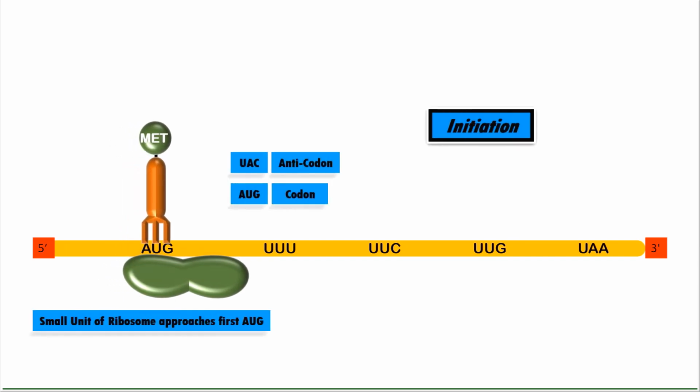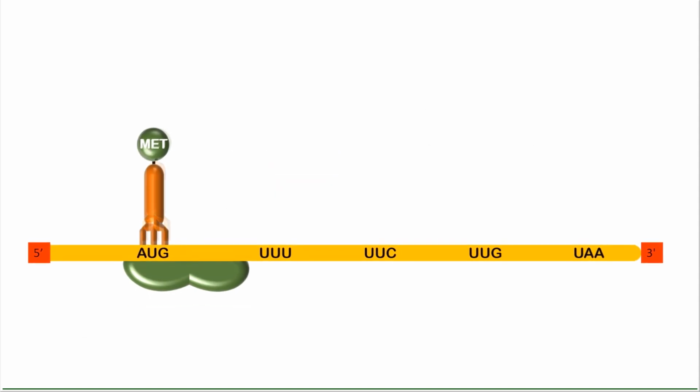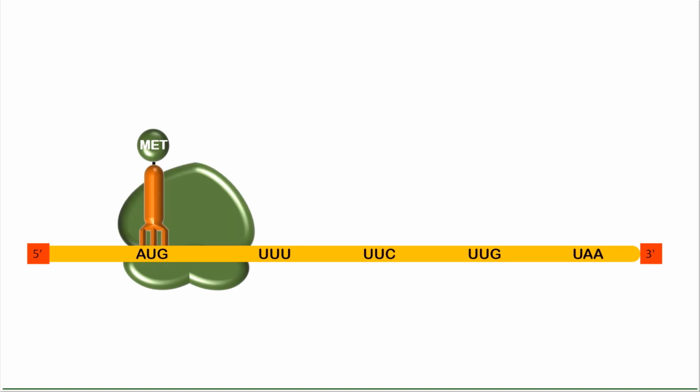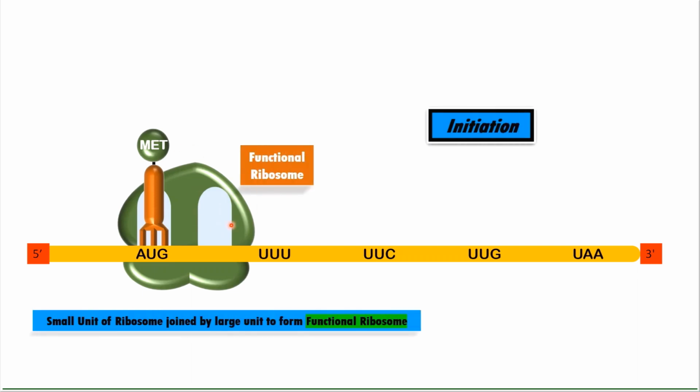Now this small unit stops at the first AUG. At this junction, the large unit comes and binds to this small unit to form a functional ribosome. So this is a functional ribosome. What is a functional ribosome? When the large unit and small unit come together, it is called a functional ribosome.